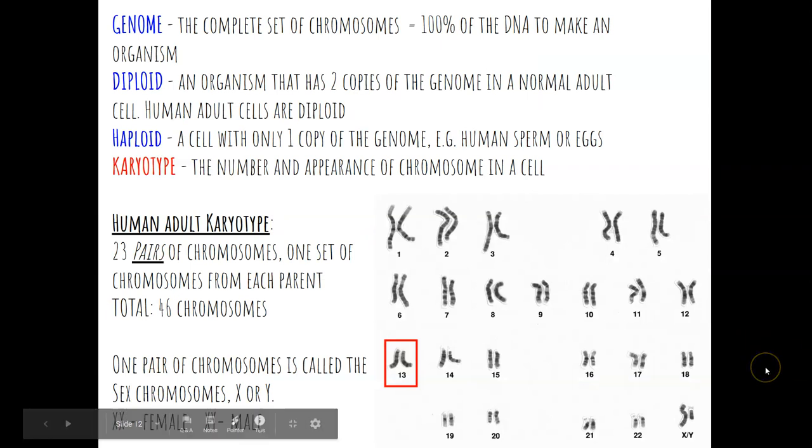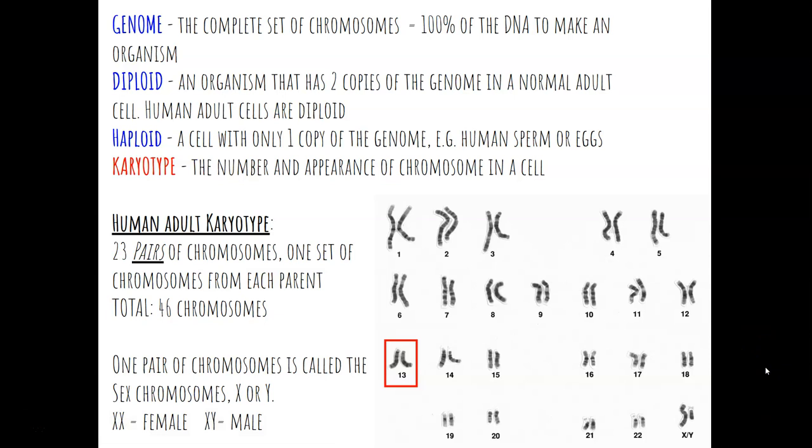Now, we need to talk about more than just one chromosome. In an organism, the complete set of chromosomes, which have the complete set of DNA in order to make that organism, that's referred to as the genome. So in each one of my cells, I actually have two copies of my genome. I got one copy of my genome from my mother and one copy of my genome from my father. So I would be called diploid.